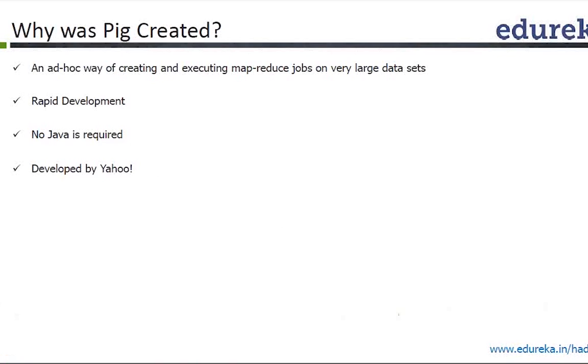So why was Pig created, guys? Basically to do a lot of ad hoc programming. For those kinds of ad hoc programming, writing a MapReduce job becomes a difficult task, because every time you change your requirement, you have to change the whole flow, the whole Java code, and then submit it again, right?